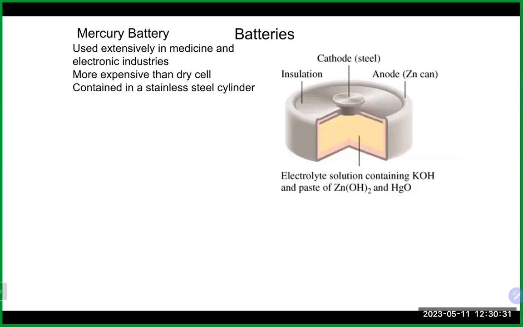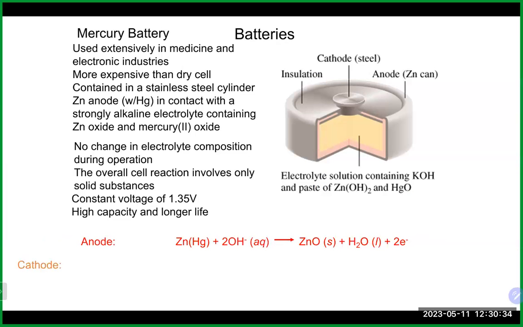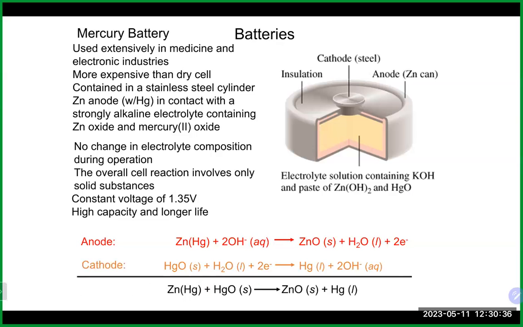Another type of battery is a mercury battery, which is a little bit different and a little bit similar as well. Mercury batteries are a lot of times used in medicine, in the electronic industry. They have a zinc anode, which is in contact with mercury, and it's also in contact inside with a really strong alkaline electrolyte. Alkaline means basic. Hence the potassium hydroxide, which would definitely qualify as basic, as that's a strong base.